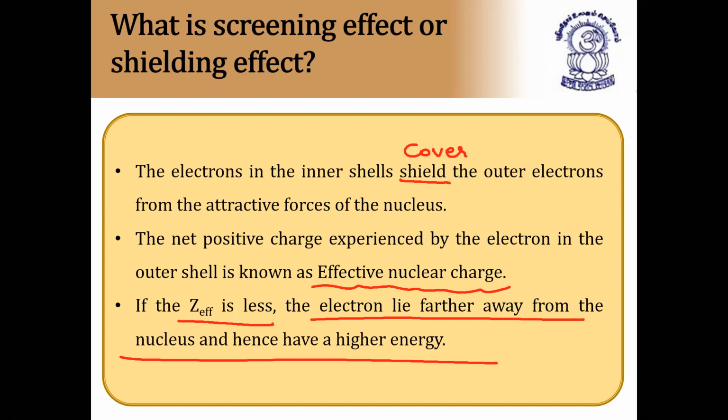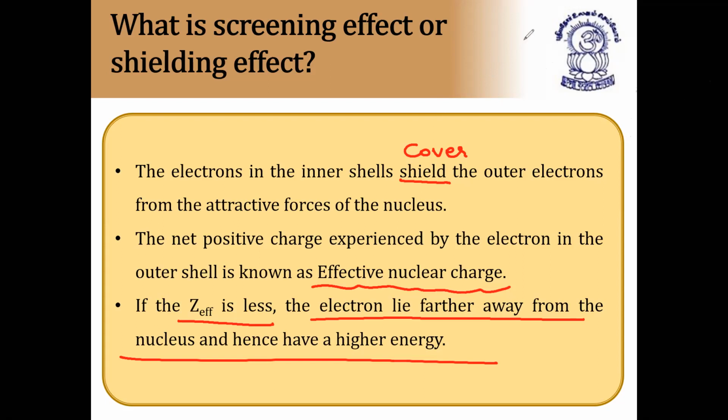You will observe this in certain elements, and due to this shielding effect or screening effect we have many consequences that we'll discuss in the next chapter. But here, we only have to discuss what the shielding effect is. So that's what I'm discussing now. The electrons in the inner shells cover the outer electrons from the attractive forces of the nucleus. This is called the shielding effect or screening effect.